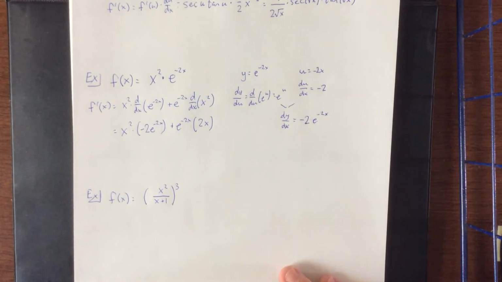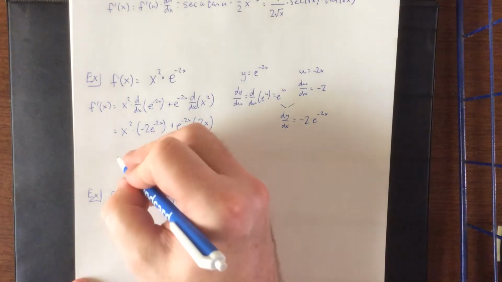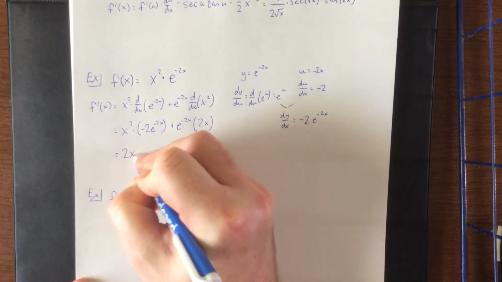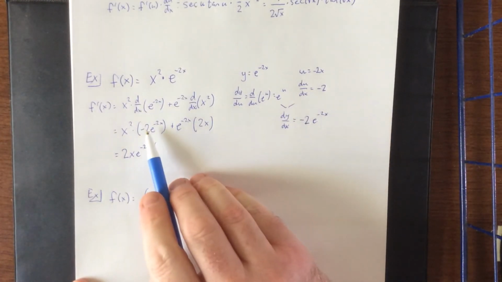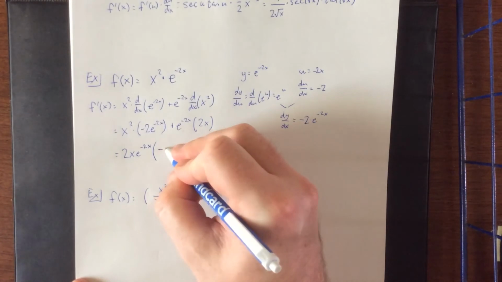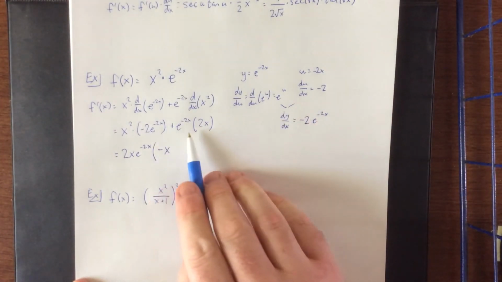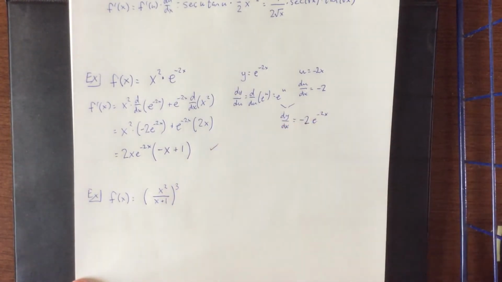Now what you could do with this is factor out a common factor. Both of these terms have a 2x e to the negative 2x in common. If we factor that from the first term, that'll take away the 2, the e to the negative 2x and one of the x's. We'll be left with negative x. Do that on this term and we'll be left with simply 1. So final answer for this one, 2x e to the negative 2x times the quantity negative x plus 1.